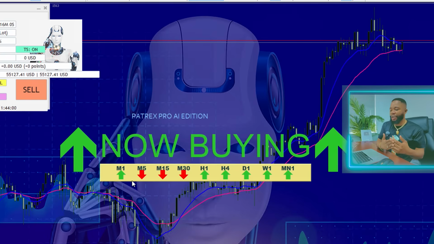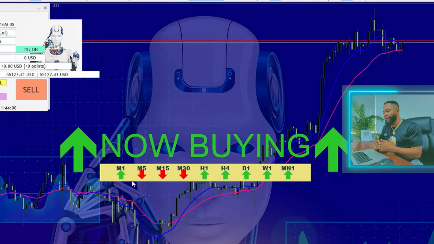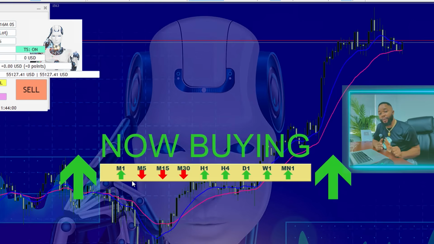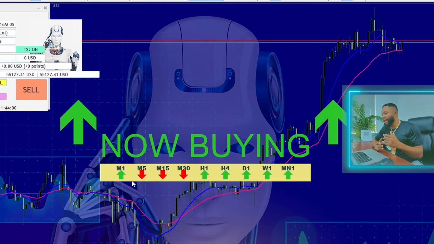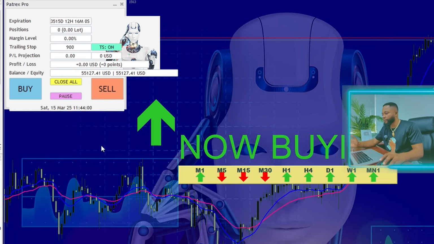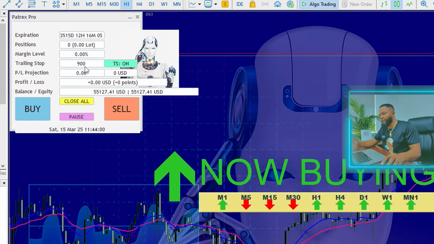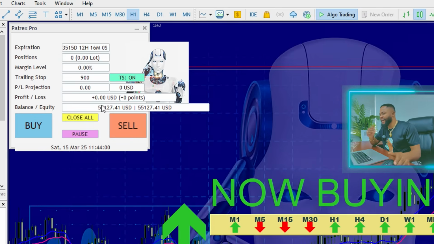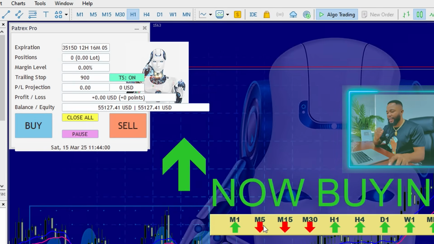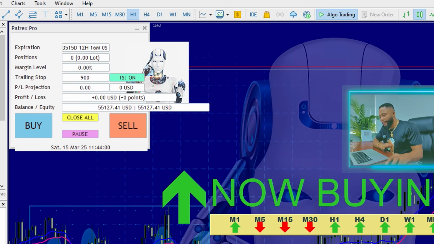One thing you need to understand, a robot is not just there for you to leave everything in the hands of the robot. You can also use it as a trade assistant. So here, this is just our dashboard where you can see our balance. This is just my $55,000 account. You can see I don't have any trade because today is Saturday. But how can I use it to trade manually?